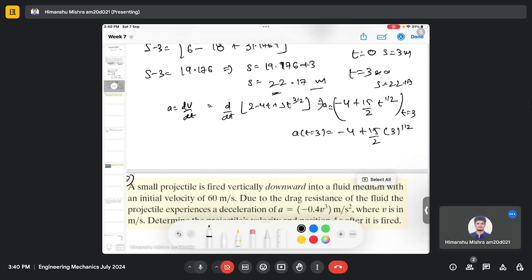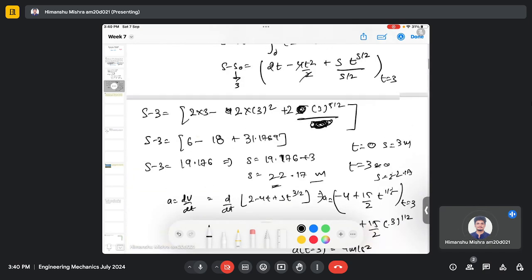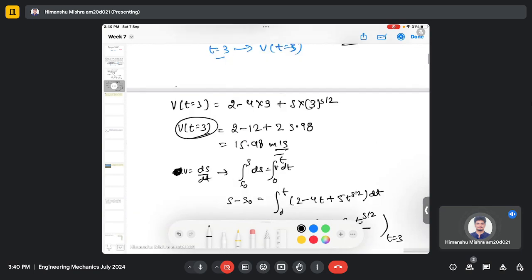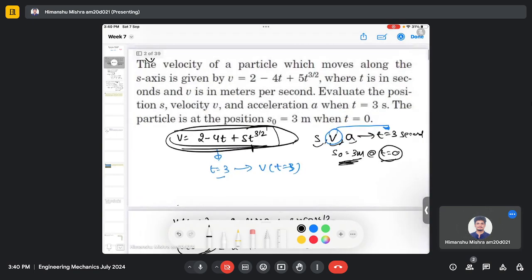On solving, we will have the acceleration at time t equals 3 as 9 meter per second square. So you can see that in this problem we have not used some equations. Just to recap here, in this problem we have been given the velocity, which is a function of time, and we need to find the position, velocity and acceleration at time equals 3 seconds.